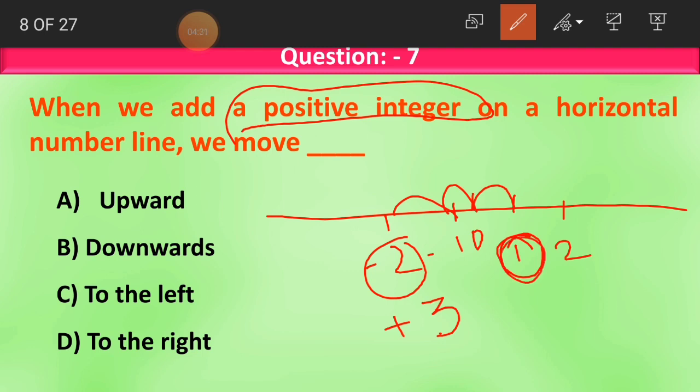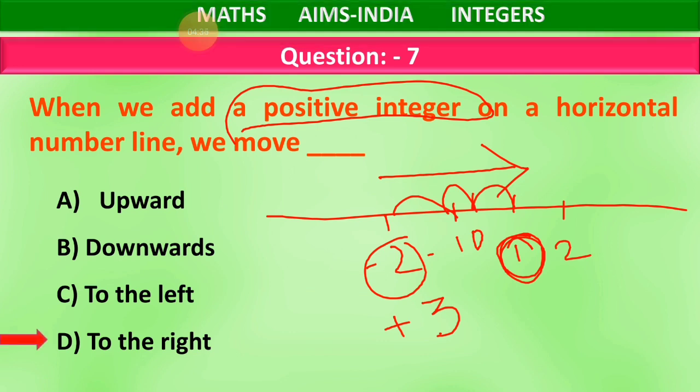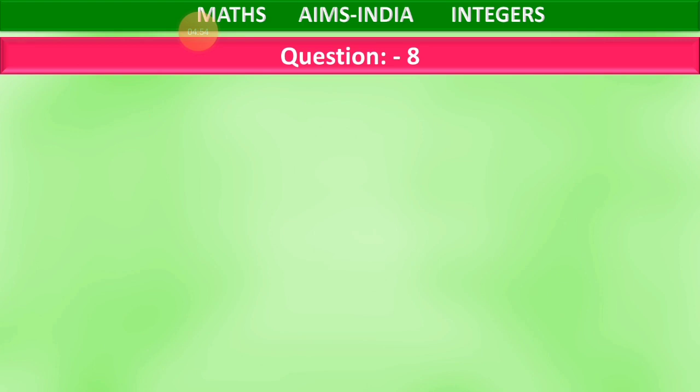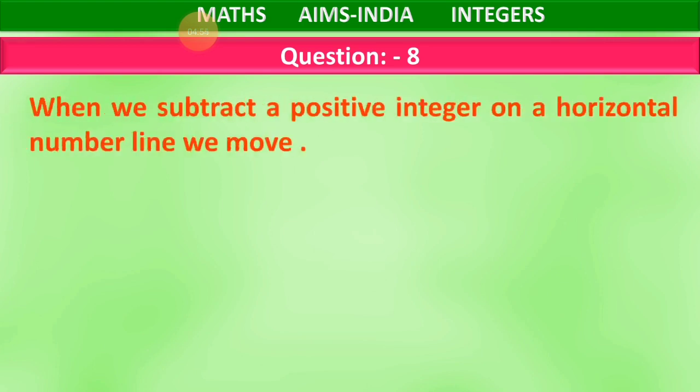Now in which direction did I move? I moved towards my right. So the correct answer is right. So when such questions are asked, no worries if you don't remember the rule. You can just take a number line and solve it. Now you take an example of your own, solve it and then answer it. Okay children? Okay.